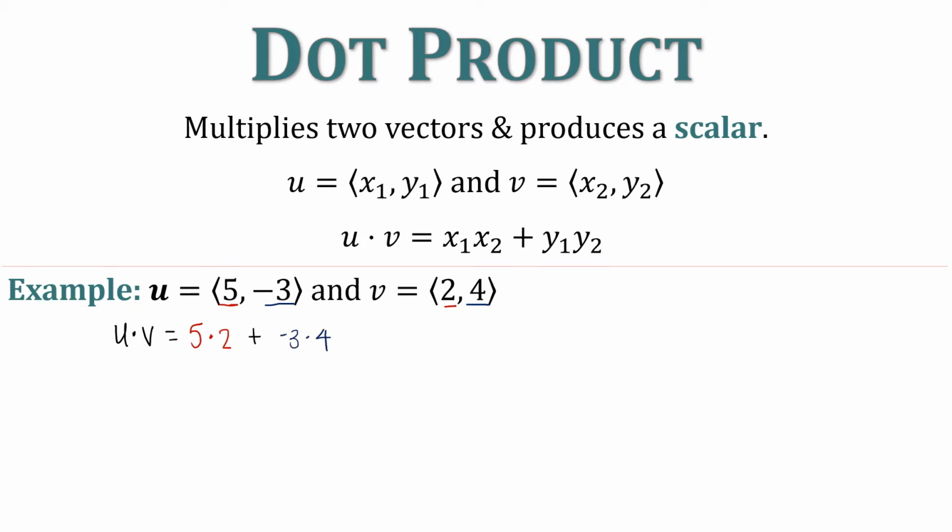So now 5 times 2 is 10, and negative 3 times 4 is negative 12. So 10 minus 12 is negative 2. So our dot product of u and v is negative 2. Please note that my final answer is a simple number. It is a scalar value. It is no longer a vector.